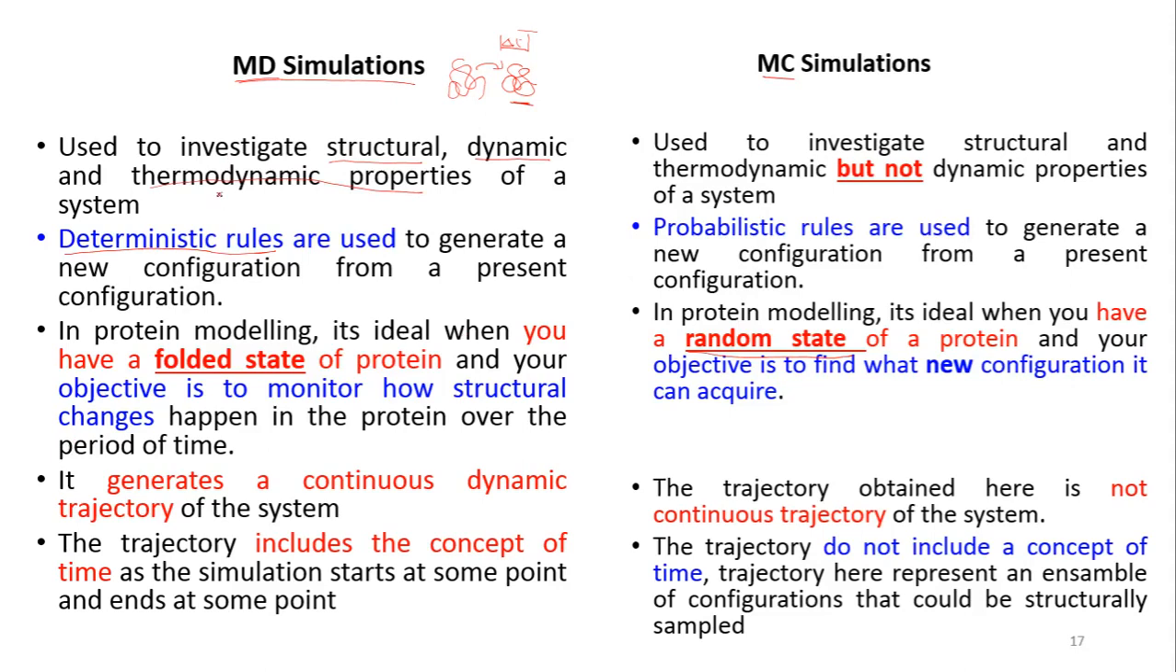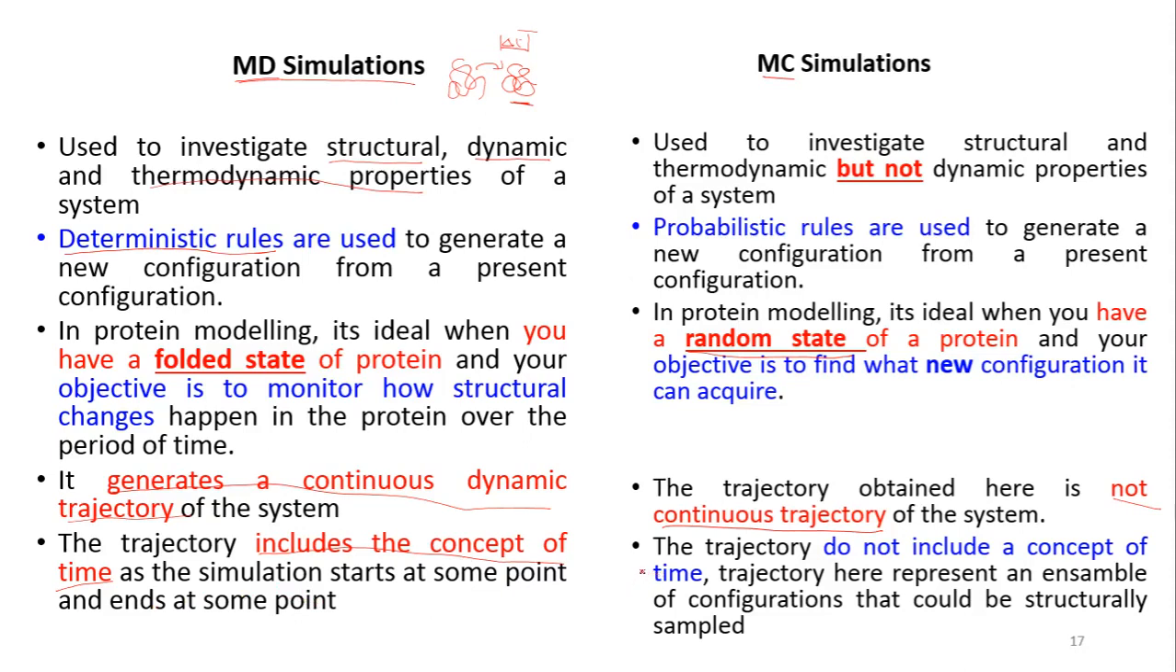Your MD simulation would generate something called a continuous dynamic trajectory of the system, while the trajectory obtained in Monte Carlo simulation cannot be considered a continuous trajectory of the system. Why is that? When you generate the continuous dynamic trajectory using MD simulation, the trajectory includes the concept of time. We know that the simulation starts at some point and it ends at some point. That is not the case in MC simulation.